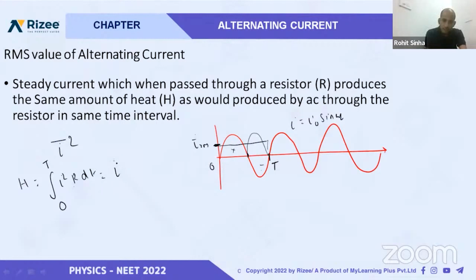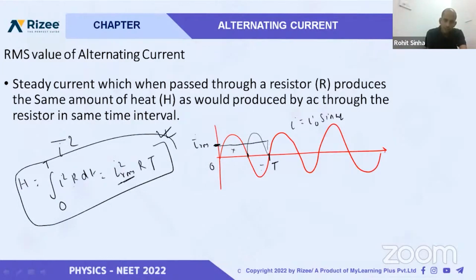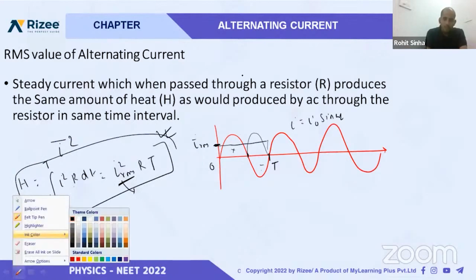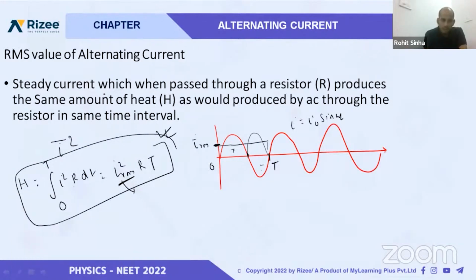So we can say this constant value gives I RMS square R into T. When this value and this value come to be equal, then we define that steady value as the RMS current. Okay. So what are the important points that we should remember here? The important point is that it is defined in terms of the amount of heat energy. Remember this. And it is over one complete time cycle, 0 to T, not a half cycle. This is the difference between the RMS current and the average current.